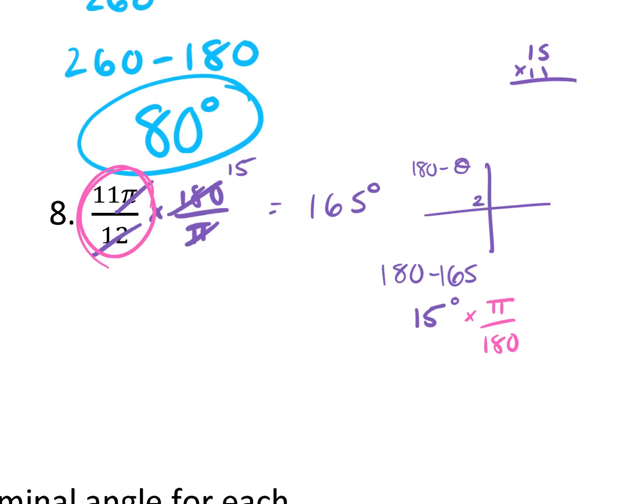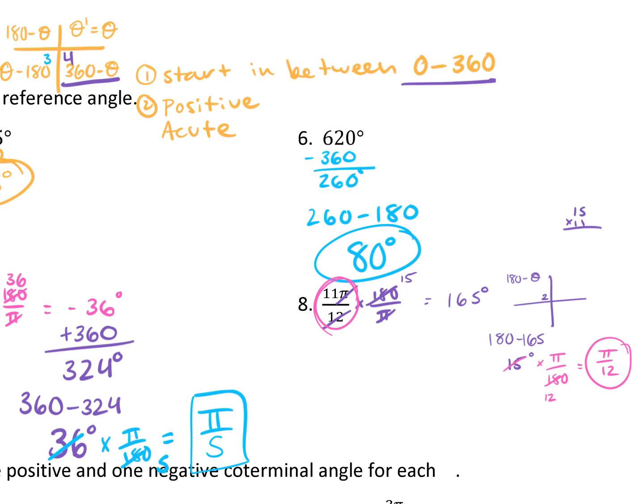Perfect. We're going to multiply by pi over 180 to convert it back to degrees. 15 goes into 180 12 times. So that would be pi over 12. So that would be our answer.